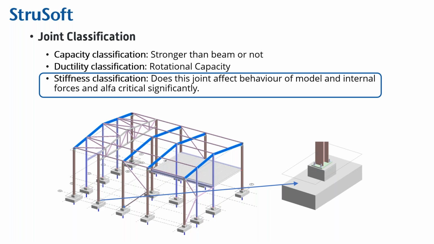Joints can be classified in at least three ways in Eurocode. We have a capacity classification, which means whether the connection is stronger than the beam or weaker than the beam. Then we have a ductility classification, which tells you the rotational capacity. And then we have a stiffness classification. The problem with the stiffness classification is that it's always compared to the connected beam or connected column stiffness. So if the column is really slender, you need weaker connections to classify the connection as rigid.